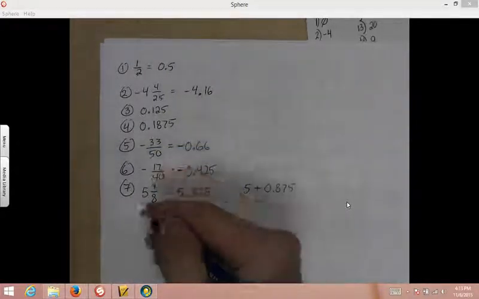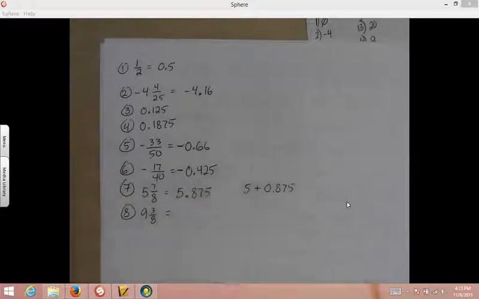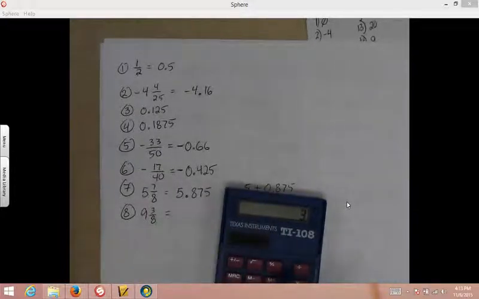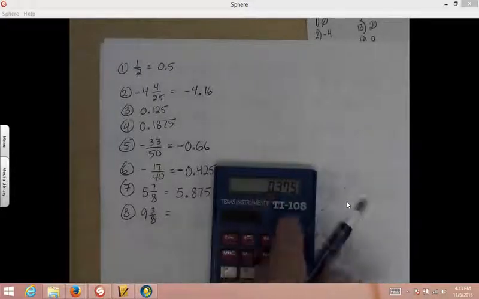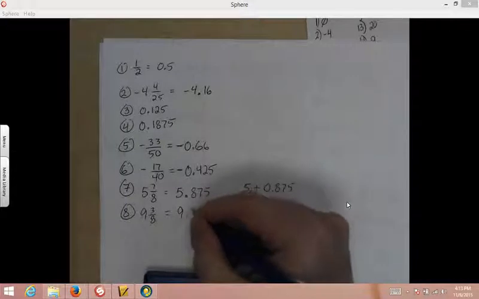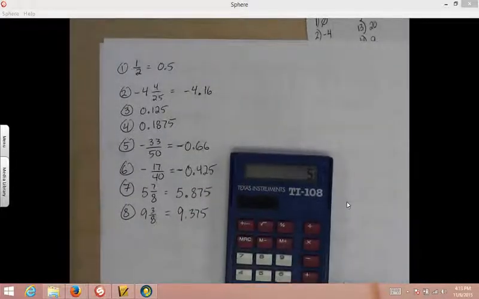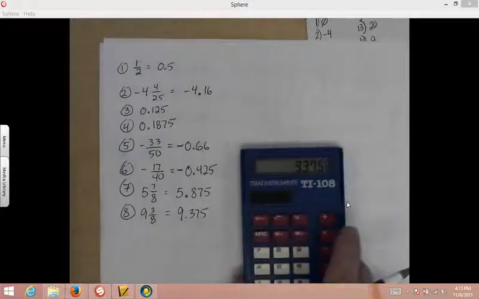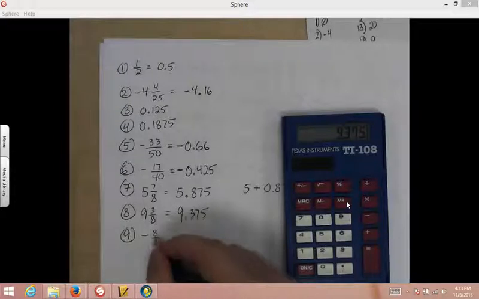And let's see, number 8, we've got 9 3/8. And when you type in the 3/8 in your calculator, we get 0.375. Throw that whole number 9 in front of it, and you get 9.375. And again, if you wanted to, you could just hit plus 9, and then your calculator would say the right number.